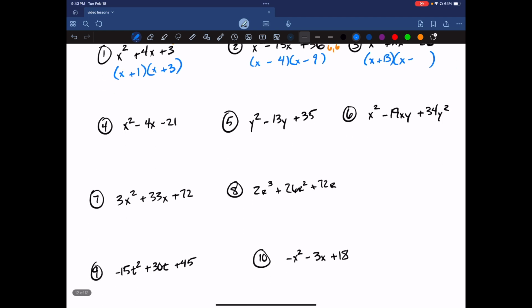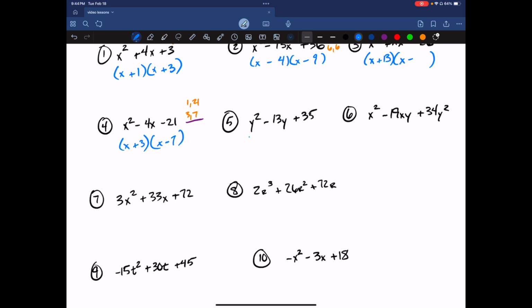Number 4. All right, we got x and x. I'm going to do plus minus. My factors are 1 and 21, 3 and 7. So we're going to use 3 and 7. We're going to say plus 3 minus 7. 7 is the bigger factor, and it gets the sign of the middle term.